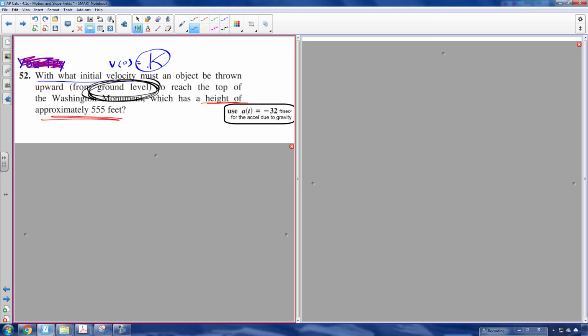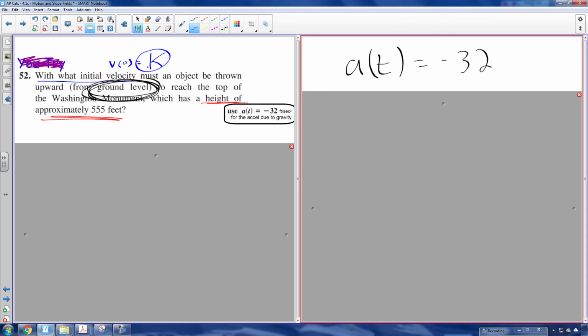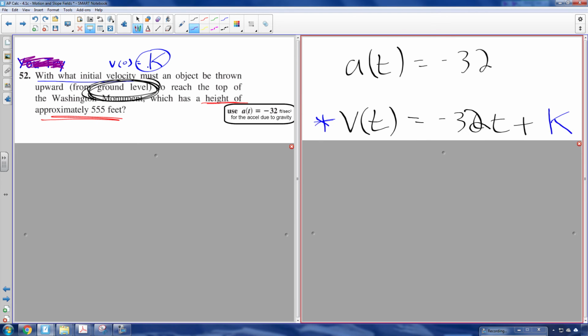Now what I want to do is I want to start with this acceleration as -32, and I want to work backwards, just like you would with those book problems. And I get this equation. I get -32t plus that initial velocity, because when t is 0, you'll just have k, right? This is what this is. So this is the initial velocity.